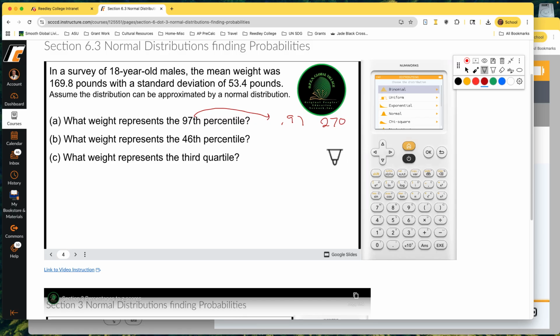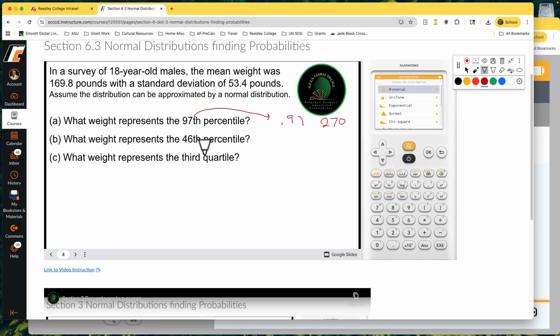So that's our 97th percentile. That's the borderline. That means 97% of the 18-year-old males, from the survey at least, are somewhere between 0 and 270 pounds. Probably not too many 0-pounders, but okay.